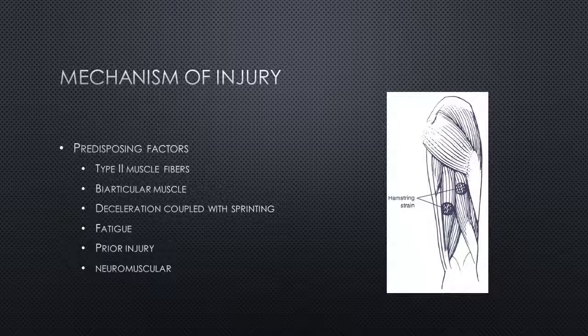They will act in a deceleration function coupled with sprinting ballistic movements that can cause fast-moving limb with high forces within the muscle. Other predisposing factors include fatigue, which when that happens, those muscles are less able to absorb force. There may be a prior injury. There may be neuromuscular components that contribute to the strain itself. 80% of all of your hamstring strains are going to involve the biceps femoris.